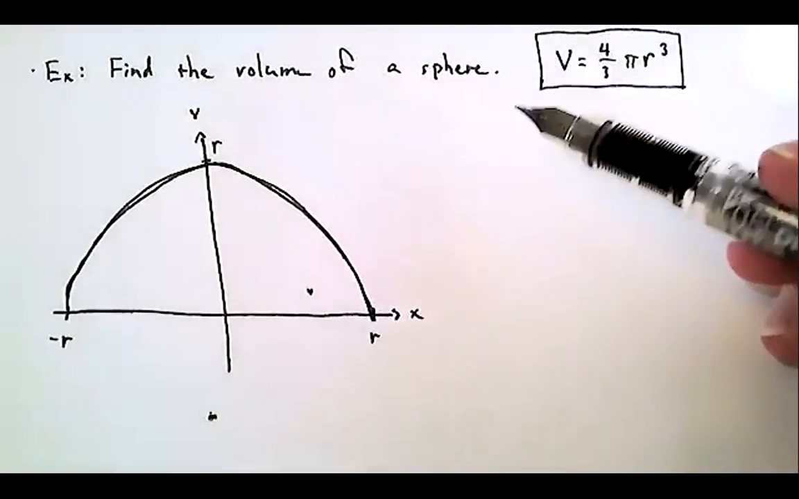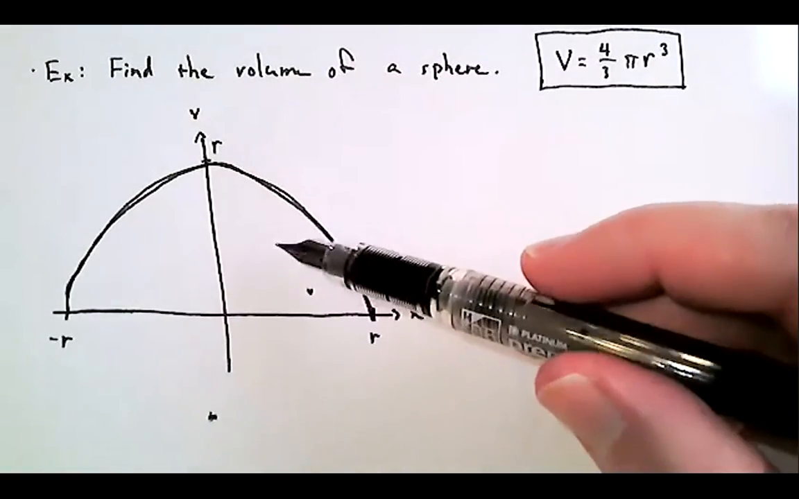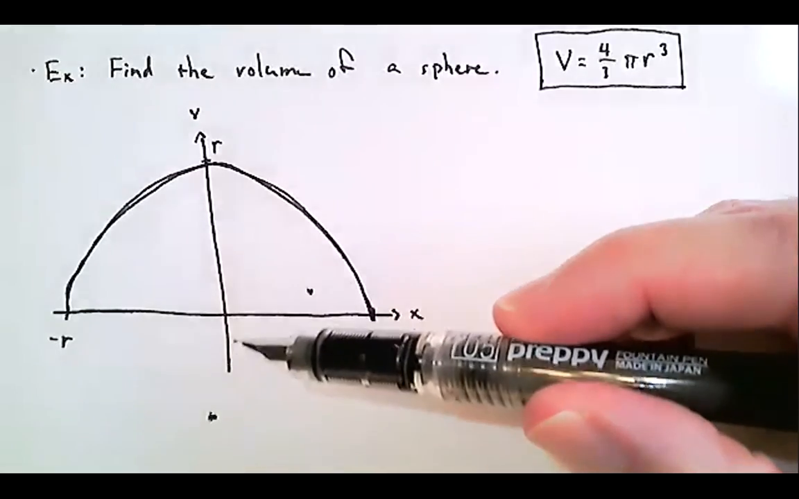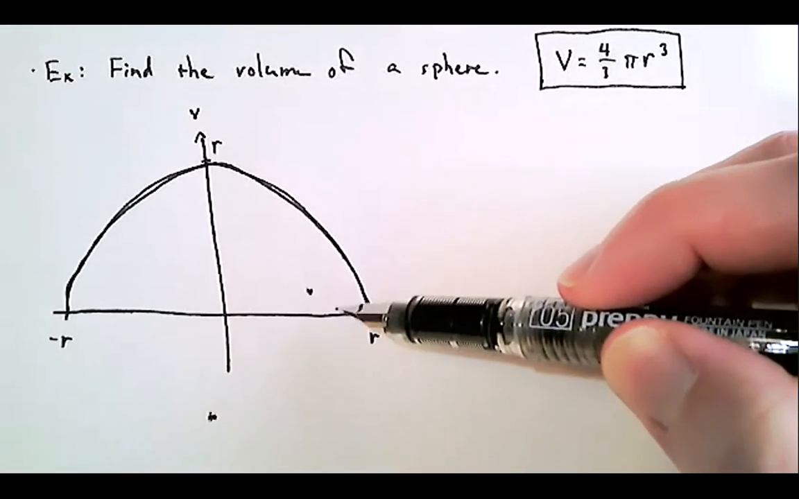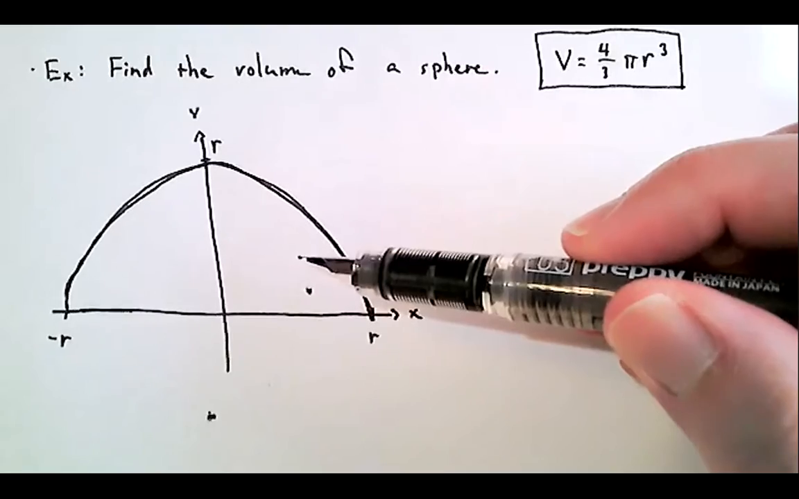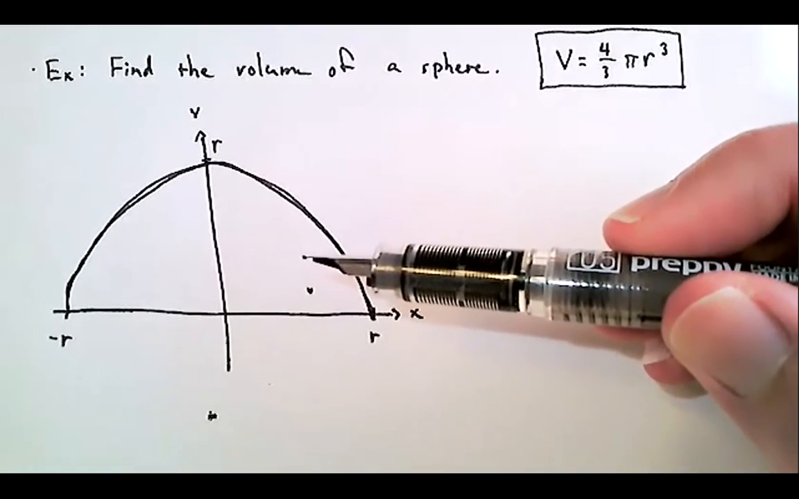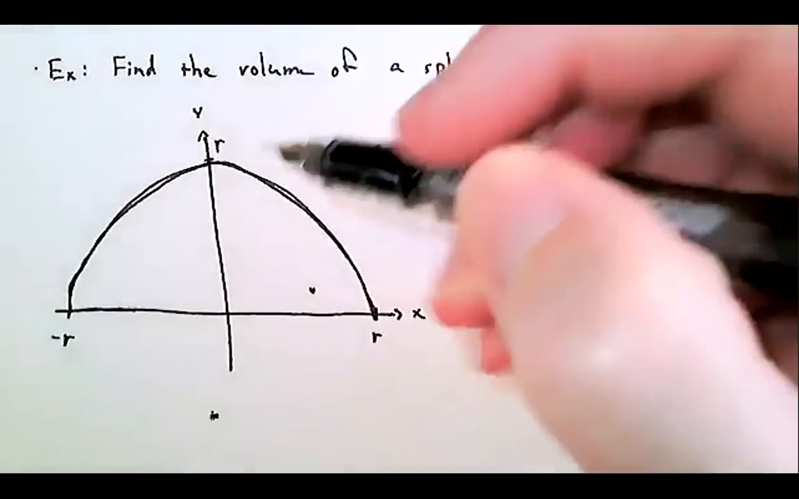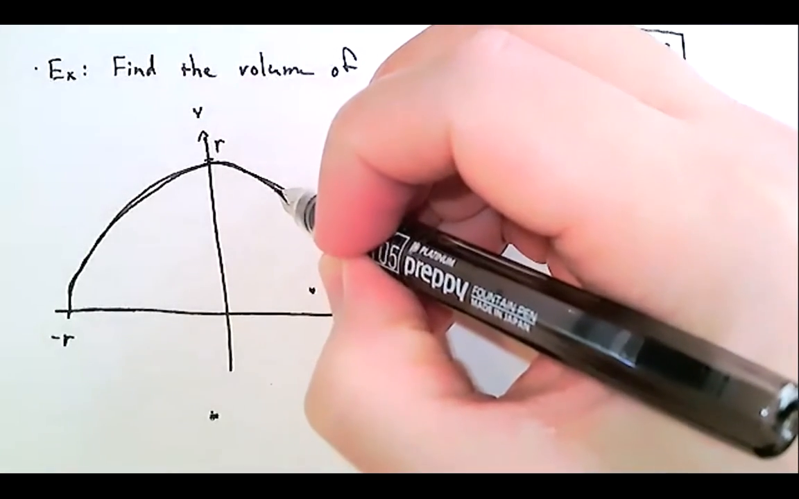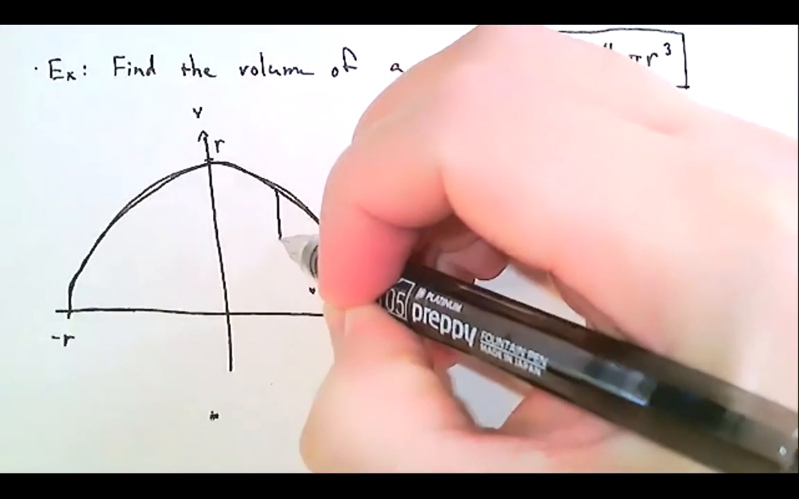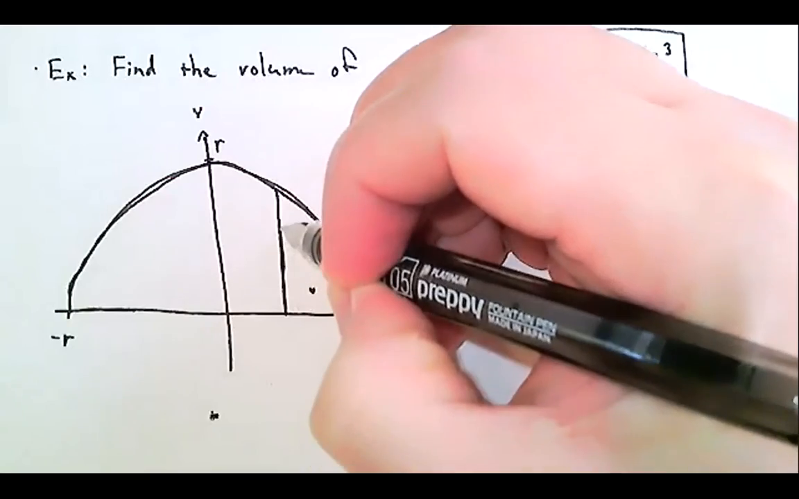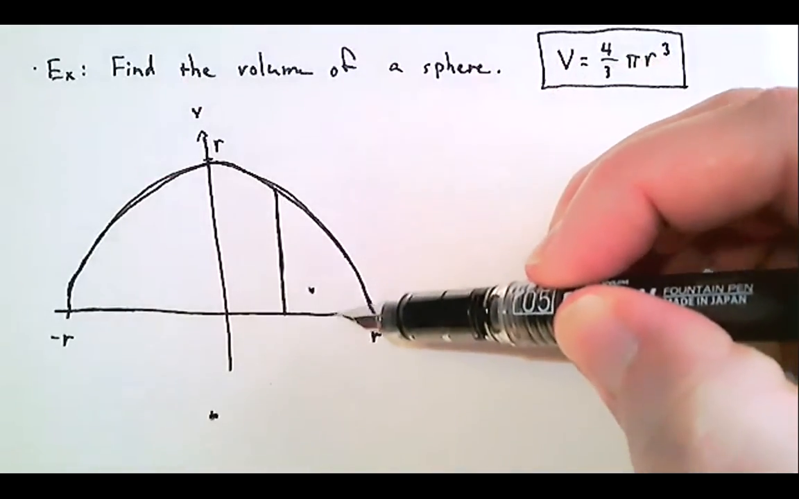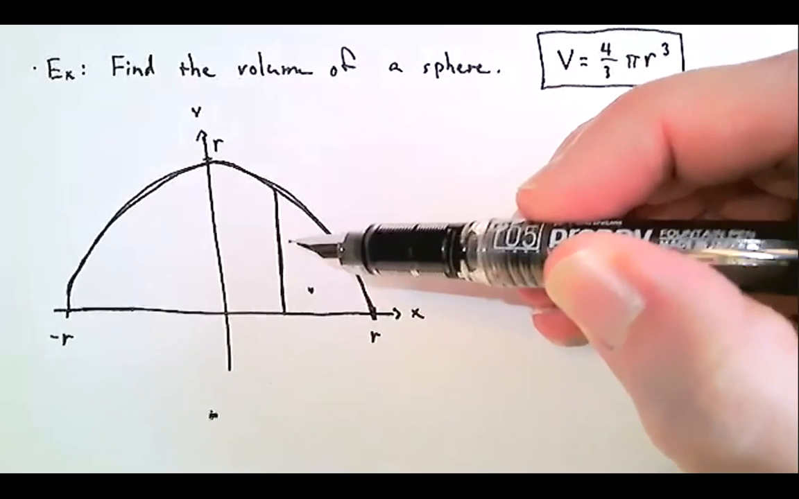So the idea, in order to make a sphere out of this half circle, I'm going to take this half circle and rotate it around through my paper, back up through the back, around the x-axis. I'm going to take each little vertical piece, like this one, for example. This vertical line is going to be rotated around the x-axis, and it's going to form a disk.